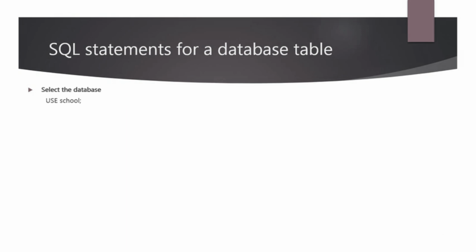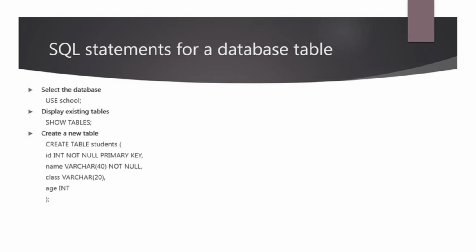To start working on tables, we must first select the existing database, and the SQL statement to select an existing database is use school. Here school is the database name we will create. The SQL statement to display the existing tables inside the selected database is show tables. This SQL statement will return all the existing tables inside the selected database.